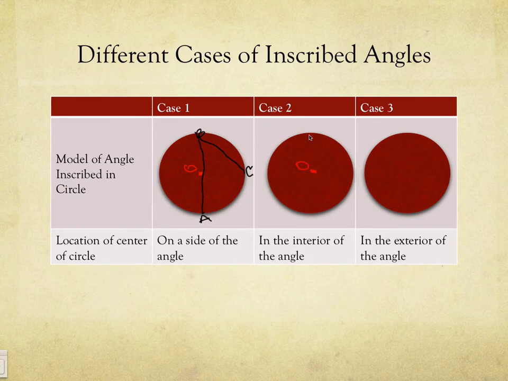In this case we would have our vertex B lying in between our two chords of AB and BC. And our third case is if the center is in the exterior of the angle. So for instance, we have O, and then we have our vertex B and our chords C and A lying to the outside of the center.